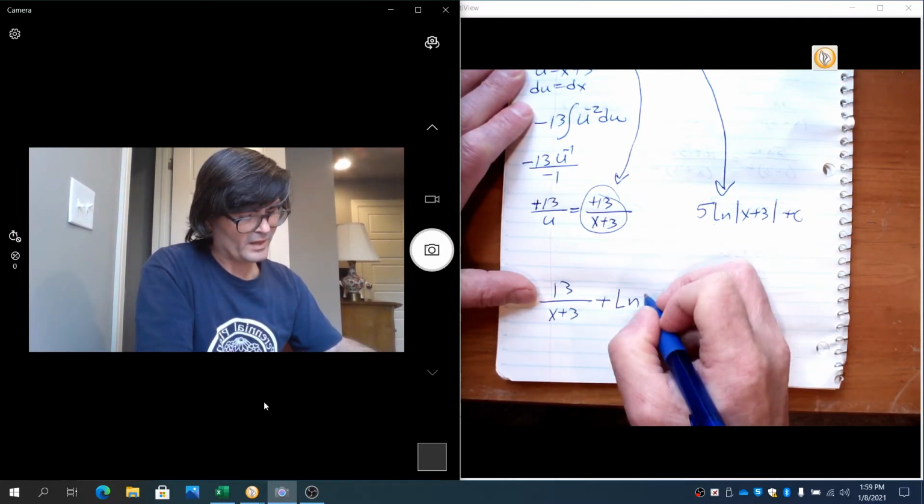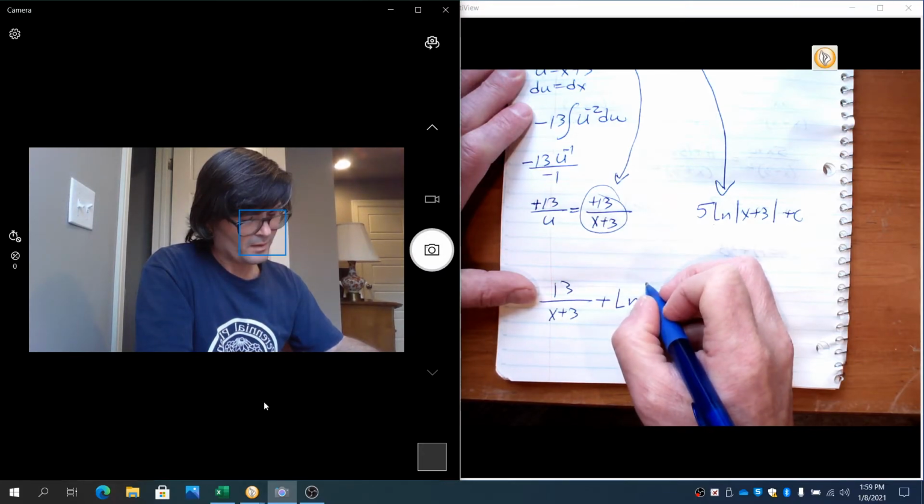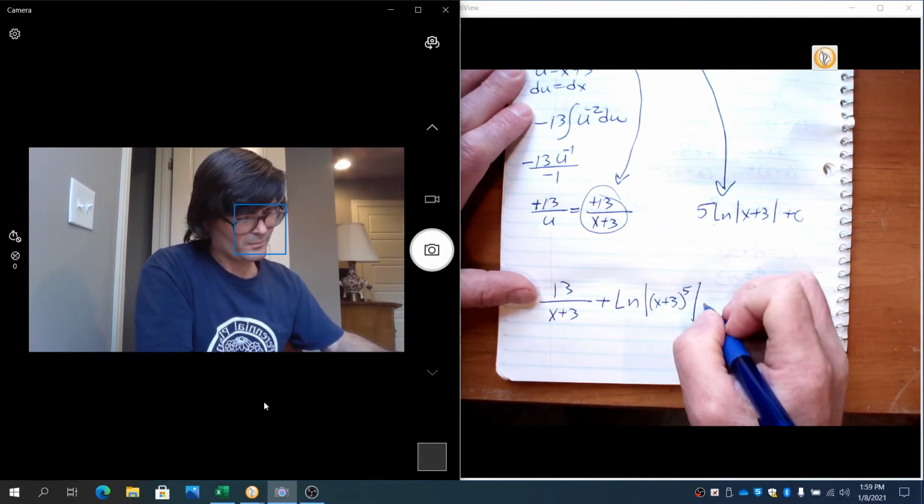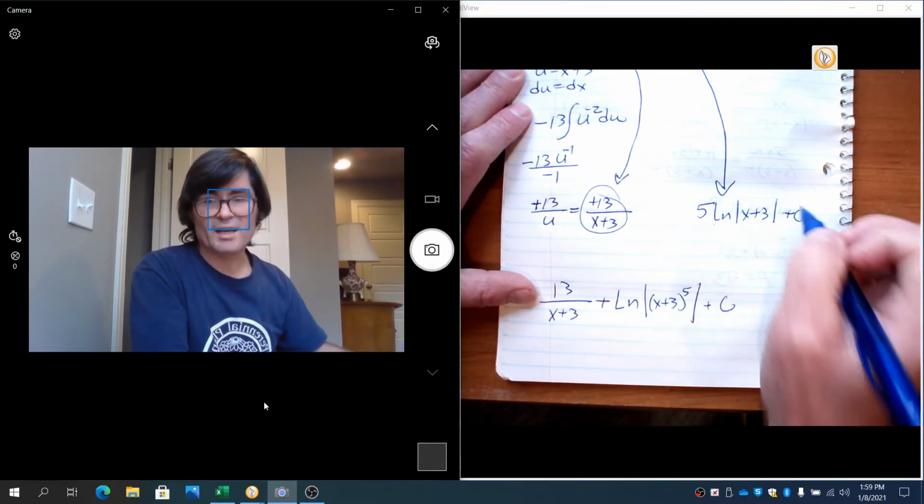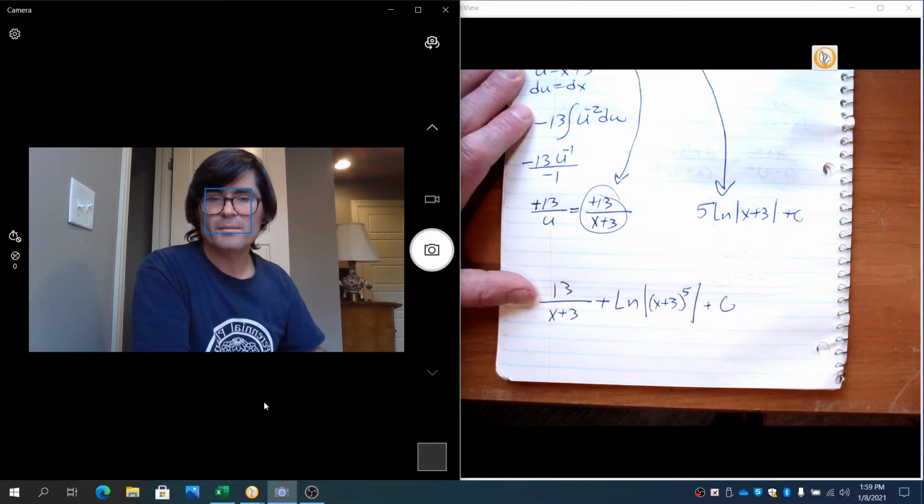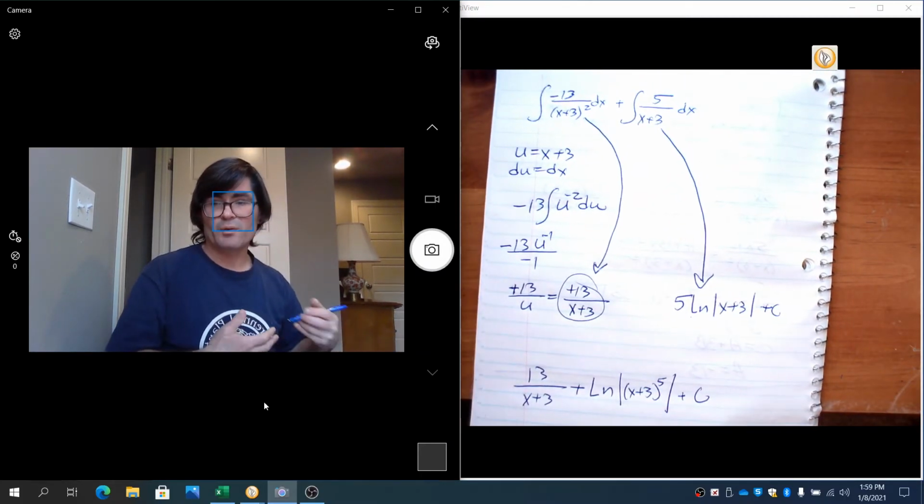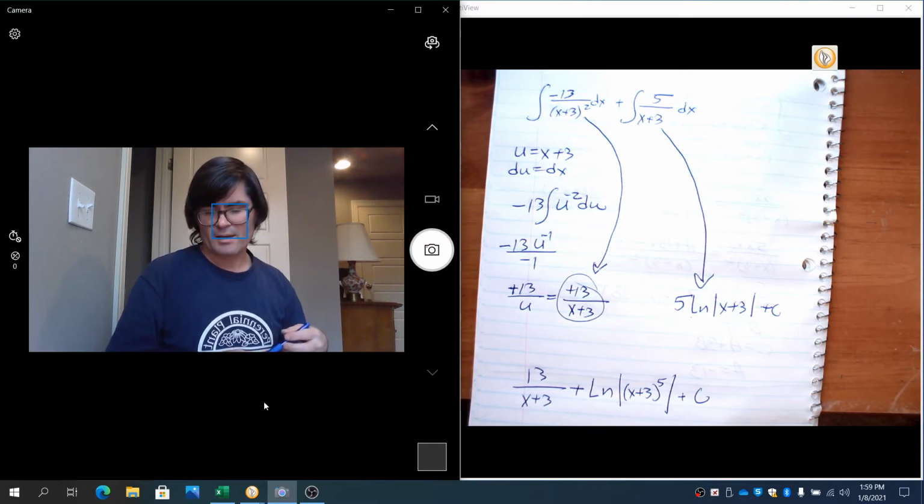If you wanted to get fancy on me, you could say natural log of (x plus 3) to the 5th and bring your power up with the exponent rule for logarithms. So anyway, again, that's just an example of a repeated linear factor and how you treat that specially.